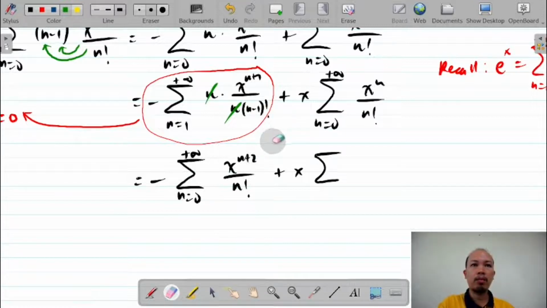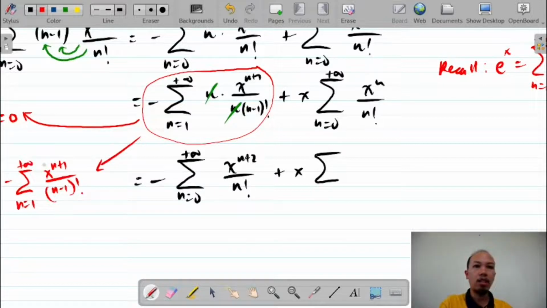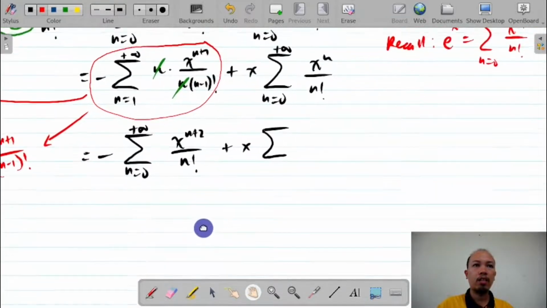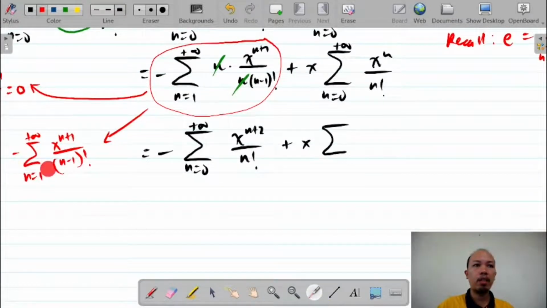So this means that this expression, the first term, is negative summation of x to the n plus 1 over n minus 1 factorial, n starts from 1 to positive infinity. Okay, that's it. And from here, this one here is just equivalent to this form.